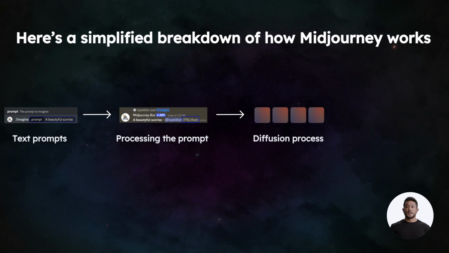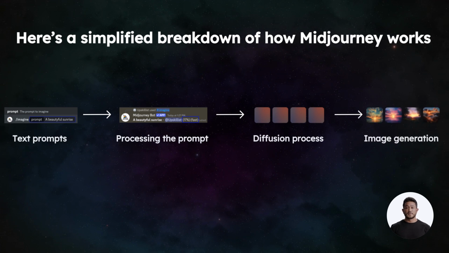Midjourney uses a technique called diffusion to create a rough image, or what we might call noise. This noise isn't random. It's a starting point that the AI will refine. Imagine starting with a blurry image and slowly adding details until a clear picture emerges. That's essentially what happens here.